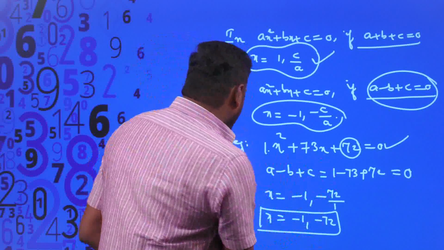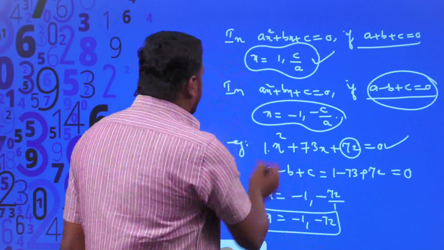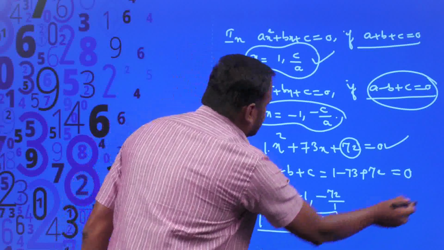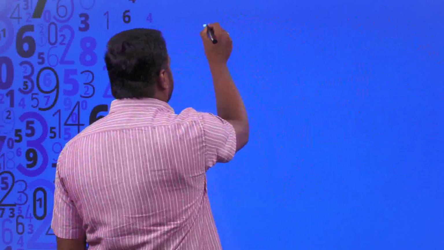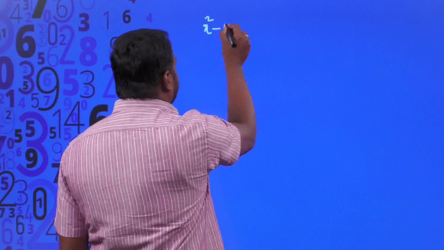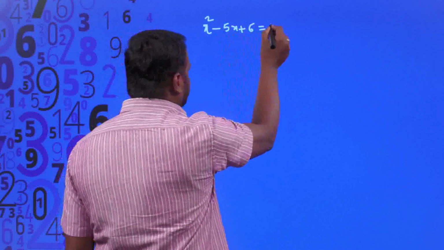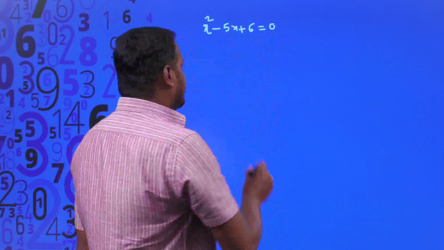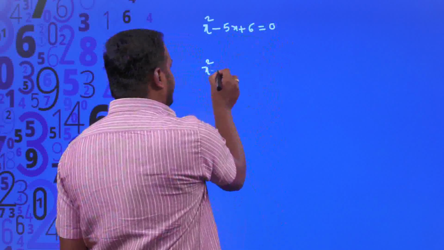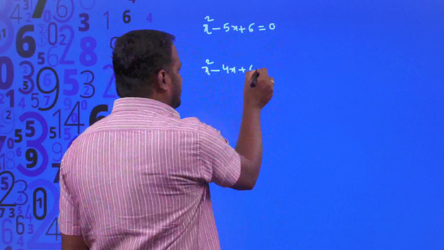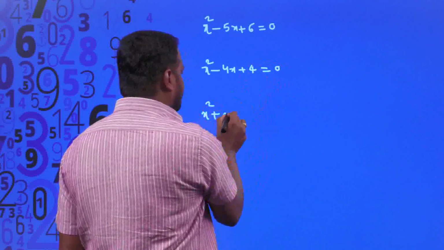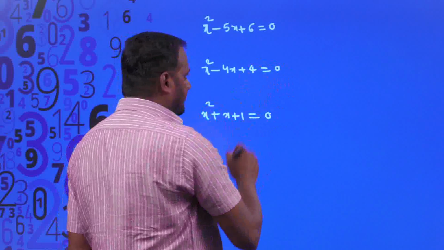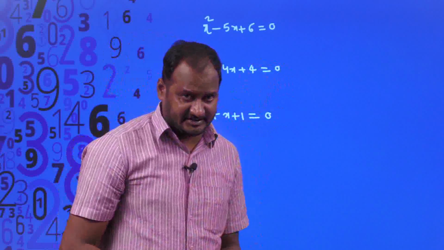So we'll move on to the next level of quadratic equations. Let us think about three quadratic equations that I am taking here. The first quadratic equation is x square minus 5x plus 6 is equal to 0, the second quadratic equation is x square minus 4x plus 4 is equal to 0, and the third quadratic equation is going to be x square plus x plus 1 is equal to 0. These are three different quadratic equations.